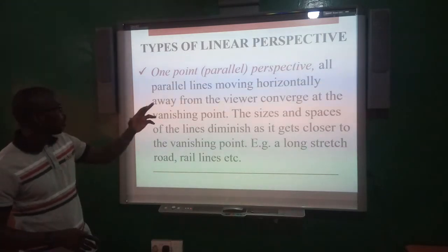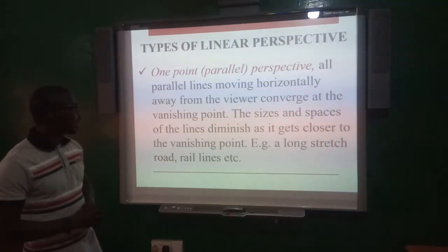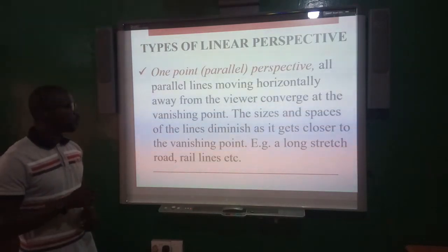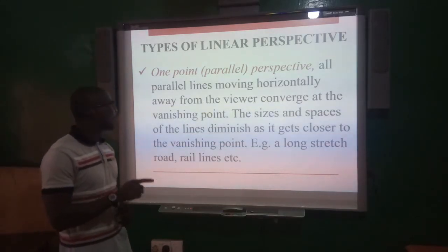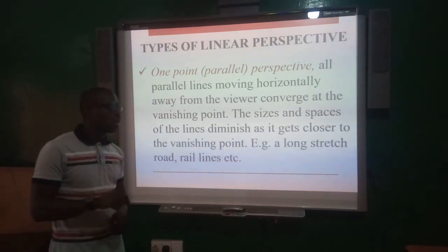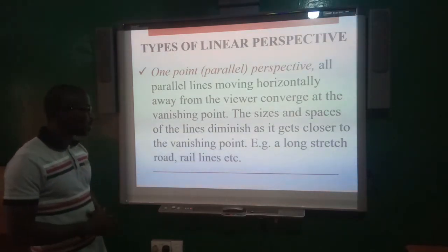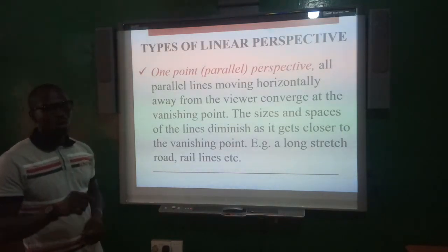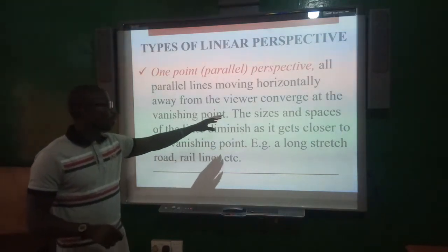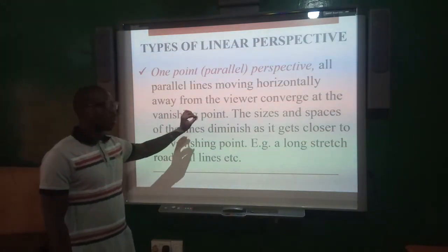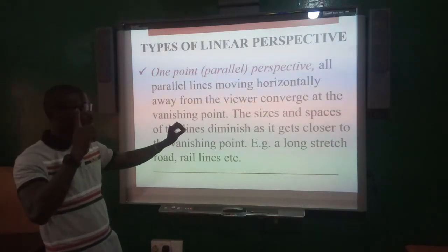Okay, you go. All parallel lines moving horizontally away from the viewer converge at the vanishing point. When we talk of 1-point perspective, all parallel lines moving horizontally away from the viewer converge at the vanishing point. And the vanishing point we are talking about is just one point, just one vanishing point.